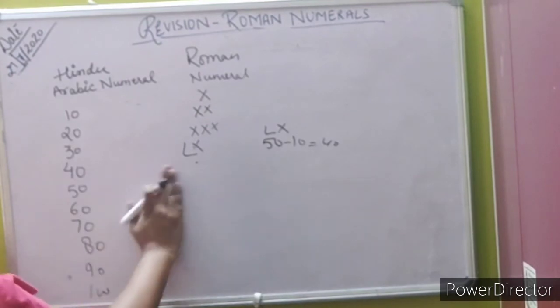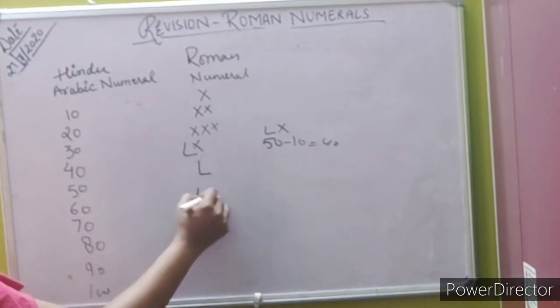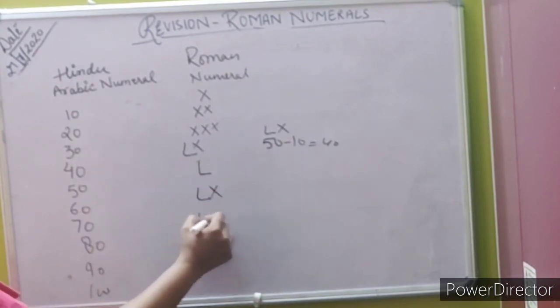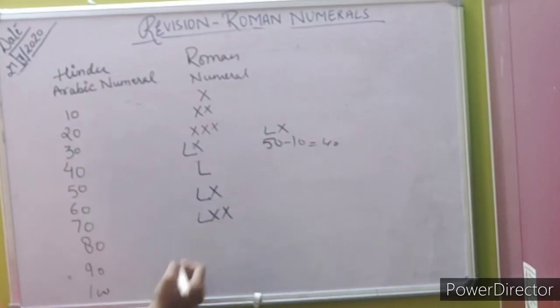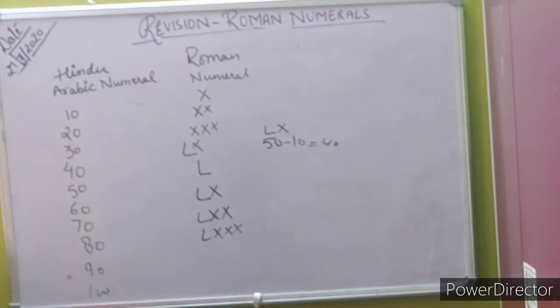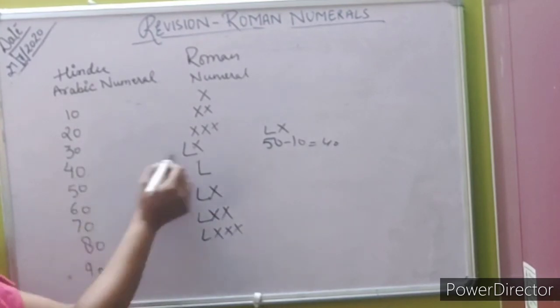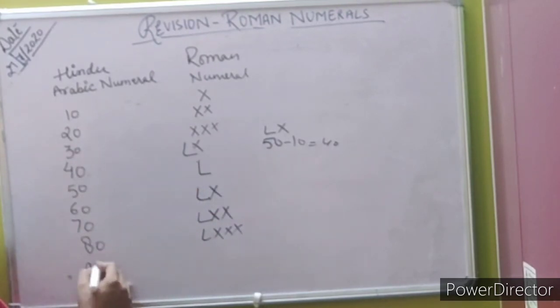50 stands for L. 60 is LX, 50 plus 10. 70 is 50 plus 20, 80 is 50 plus 30. And 90 as LXXXX? No, it is not possible. So same as 40, and 100 minus 10 is 90.